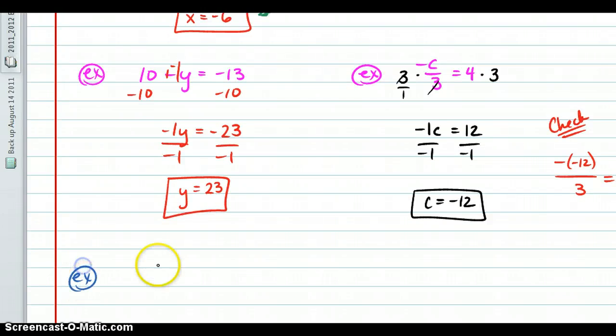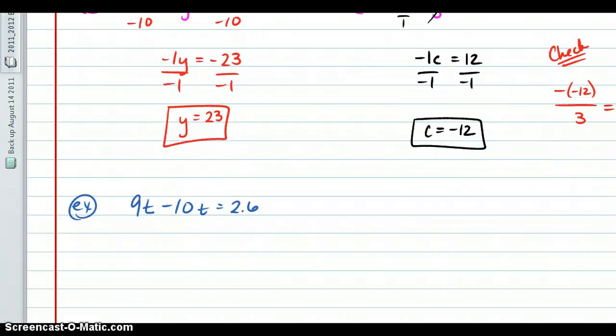What if I gave you something like this? 9t minus 10t equals 2.6. Again, this looks a little bit funky, but let's go back up to the top of our notes, where I said simplify first. We have like terms. Both of these terms have a t in them. So I'm going to change it to plus negative. 9t plus negative 10t is negative 1t. It makes it a lot simpler.